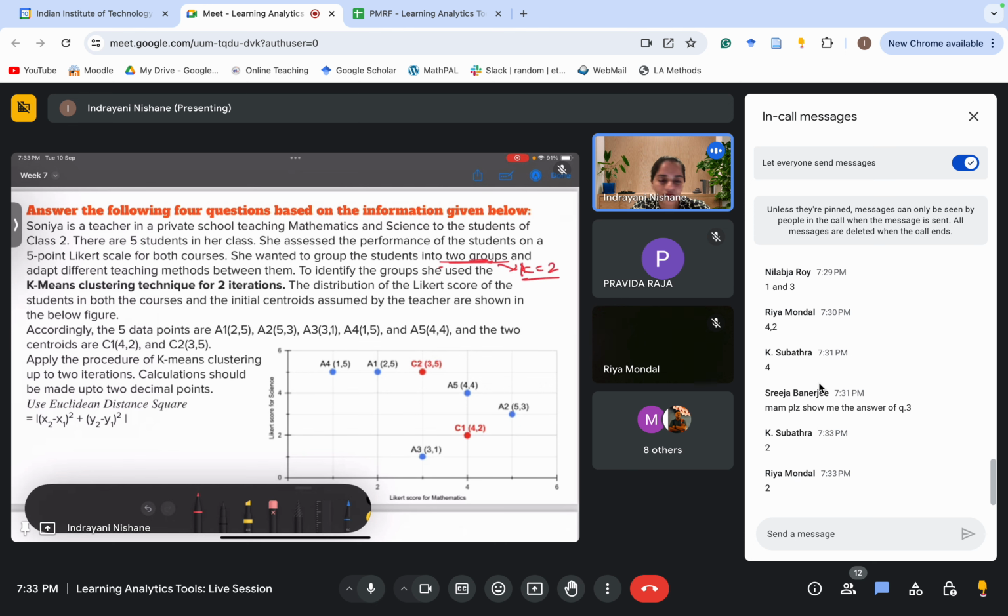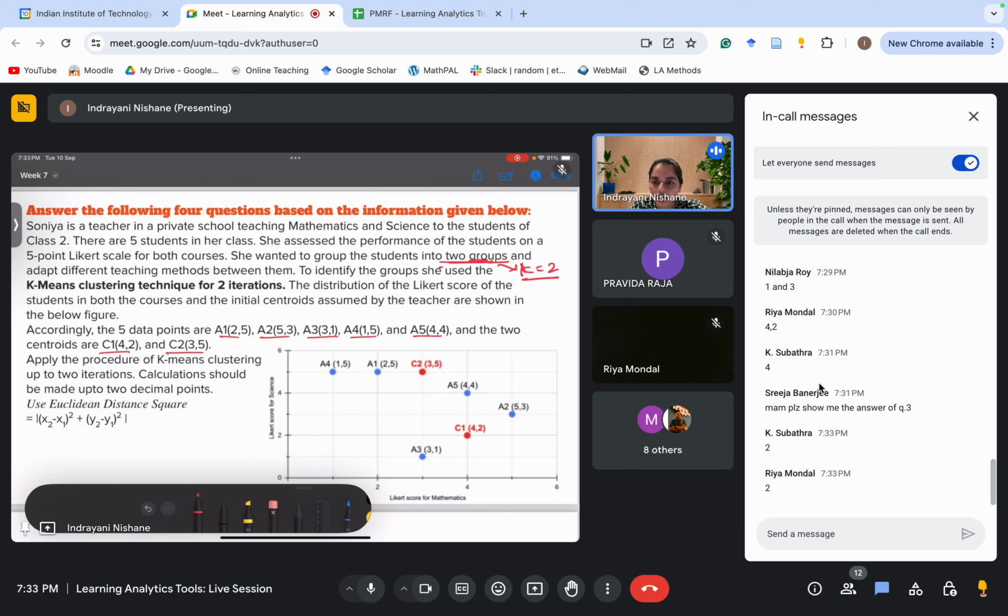Since the number of groups is 2, absolutely right, the k value will be 2. Then she can adapt different teaching methods between them. Now to identify the groups, she used the k-means clustering technique for 2 iterations. The distribution of Likert scores of the students in both the courses and the initial centroids, C1 and C2, are given, so we don't have to worry about that. The initial centroids assumed by the teacher are shown in the given figure. Then the 5 data points and their values are also given: A1, A2, A3, A4 and A5, and these are the 2 centroid values.